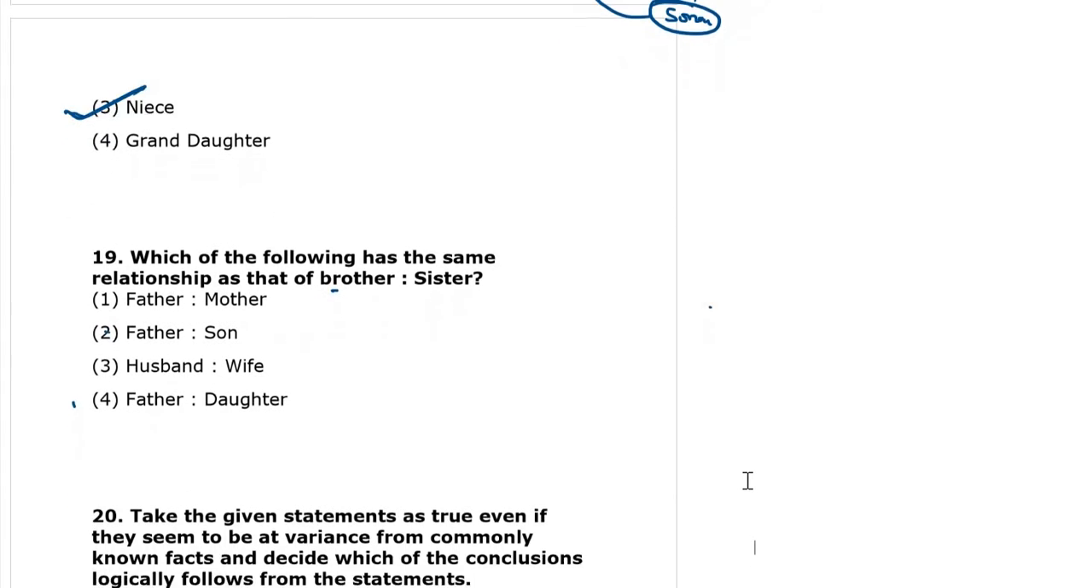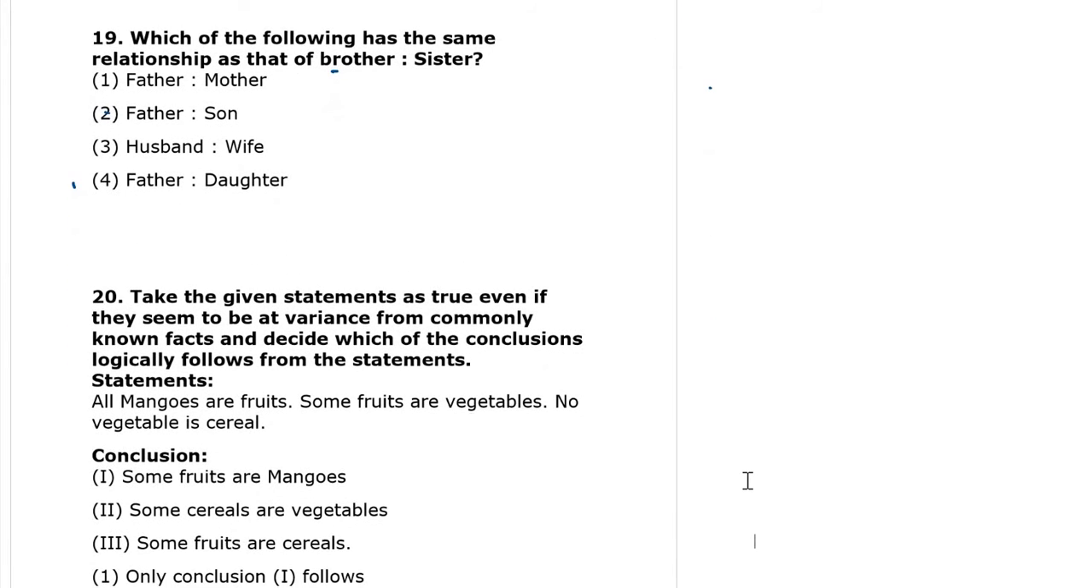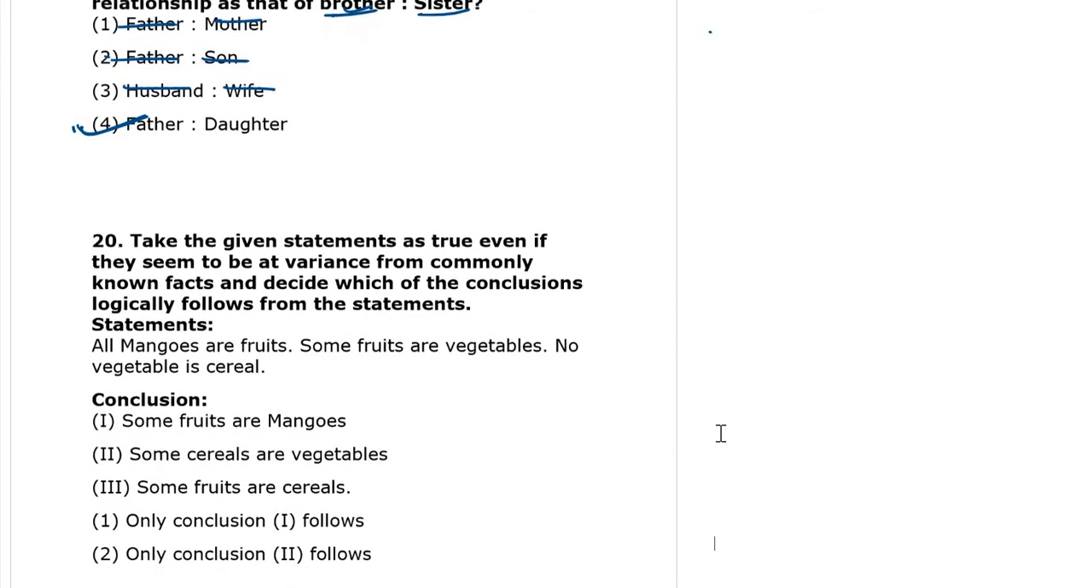Which of the following has the same relationship as that of brother and sister? Okay. So brother and sister. Father, mother, no. Father, son, no, because the two genders, female and male, also have to be there. Husband and wife, no. So the answer is father and daughter. Okay. Come to the next question.